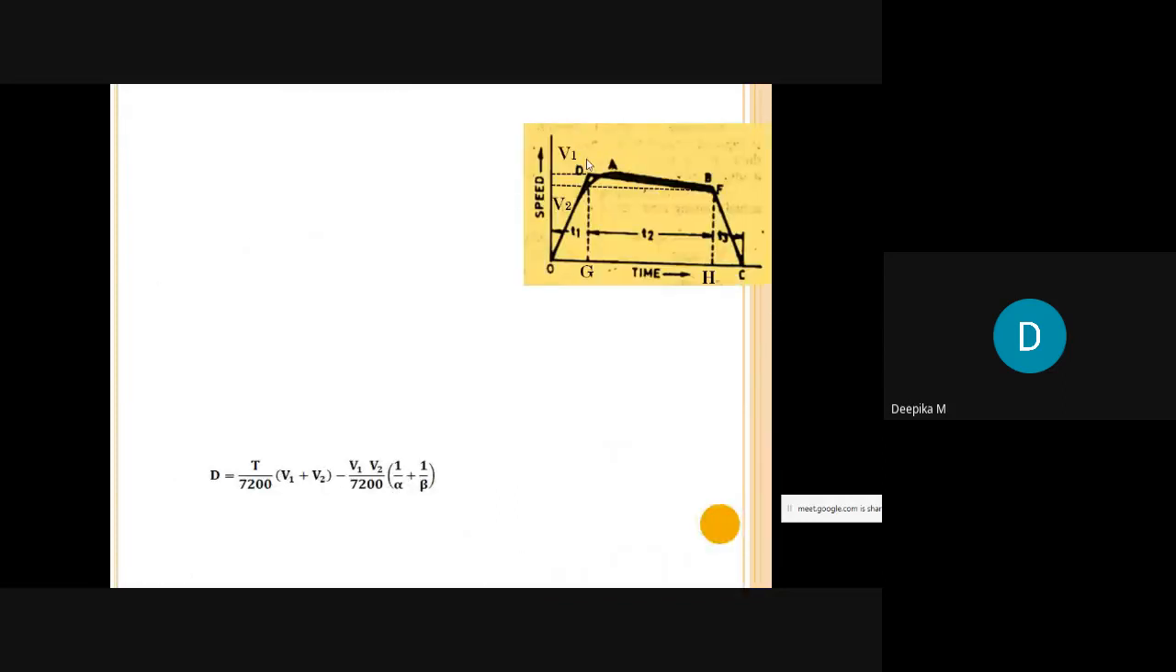Now this is the curve I am having, and you can see here, this is V1. V1 is the maximum speed or crest speed. In the exam they'll ask you V1 or V2, so you have to be very careful. If they ask V1, then we have to calculate for V1. V1 is the speed at the end of acceleration, and V2 is the speed at the end of coasting, and this is T1, T2 and T3.